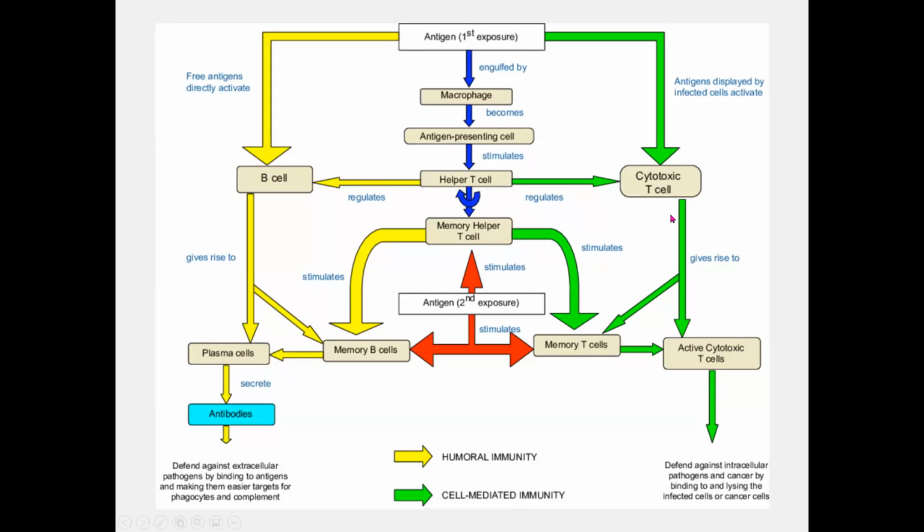So the couple of diagrams. Sorry, I've got a message here.